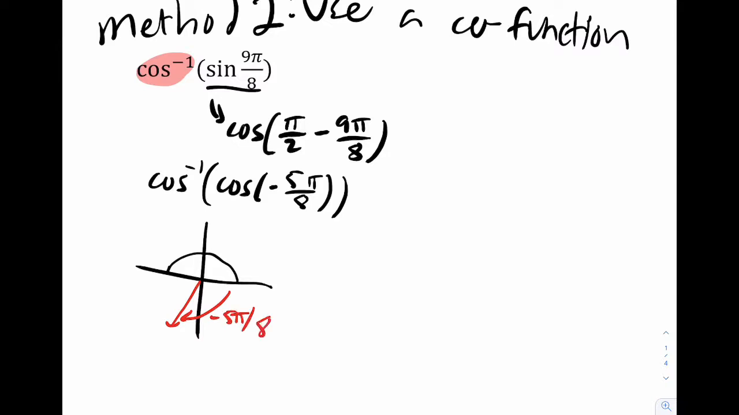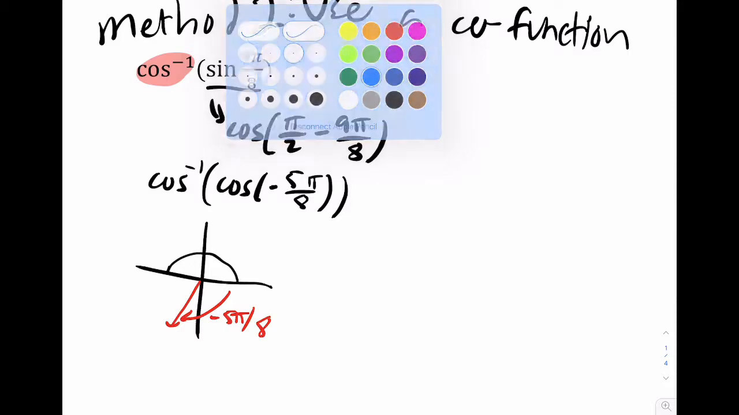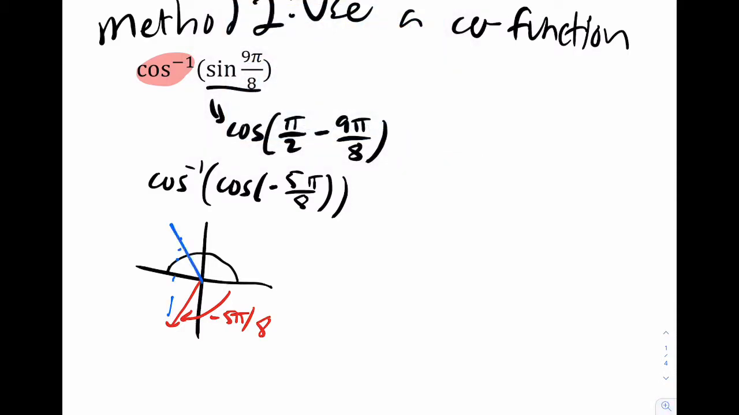We can see we're not in the range, so reflect it over the x-axis. Boom. We're in the range. Our new angle is 5 pi over 8, which is our answer. 5 pi over 8.